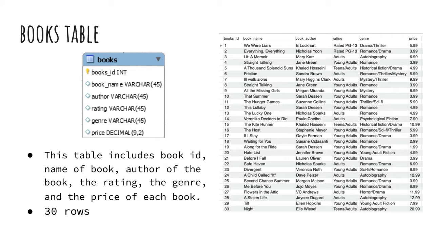And lastly, the books table, which has the book ID, which is an integer, the book name, the author, the rating, and the genre, which are all data type characters, varchar, and the price, which is decimal. The book table has a total of 30 rows.